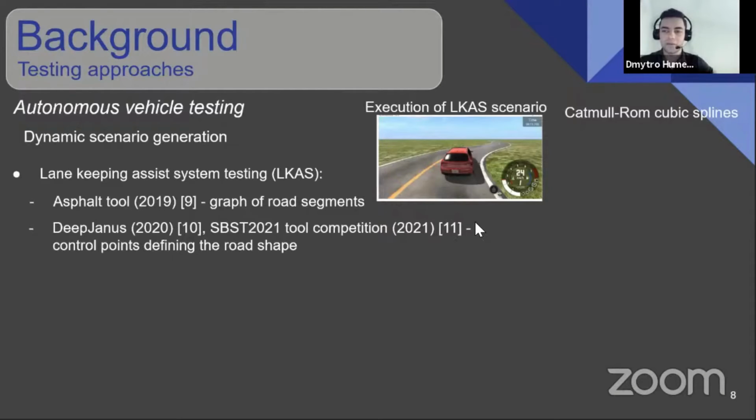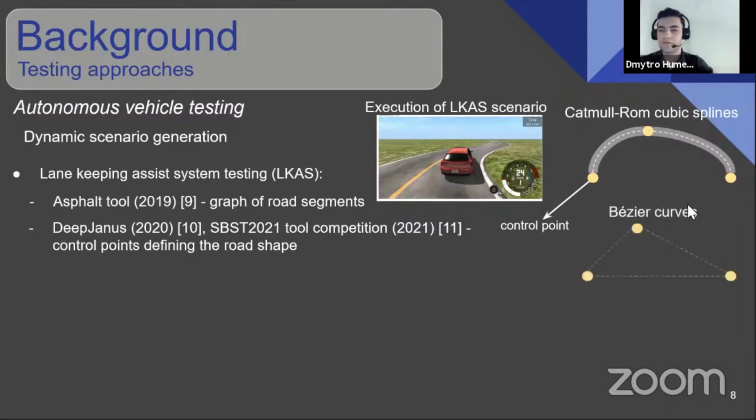Other known approaches were presented in the SBST 2021 tool competition, which typically represent the road as a sequence of points, which are then approximated by either cubic splines or Bezier curves.